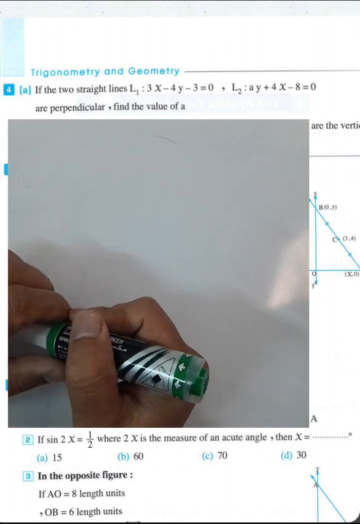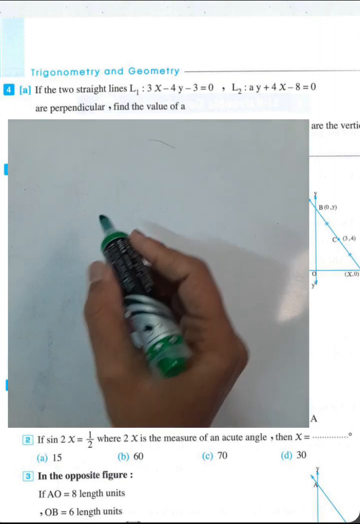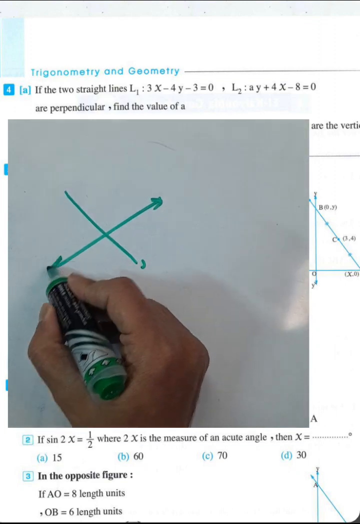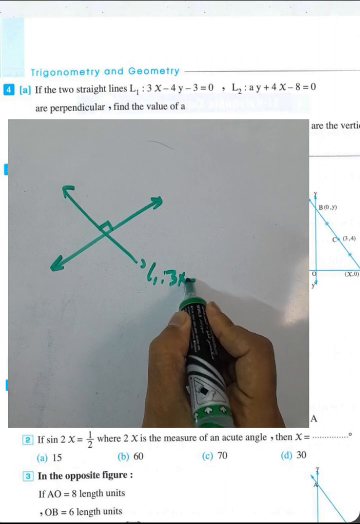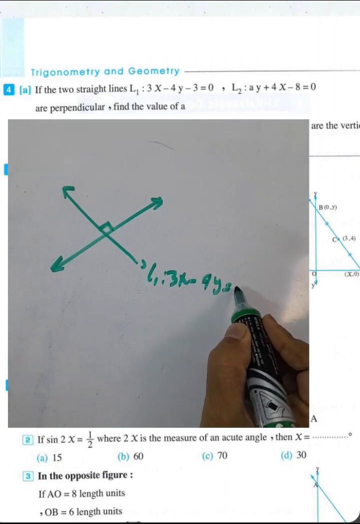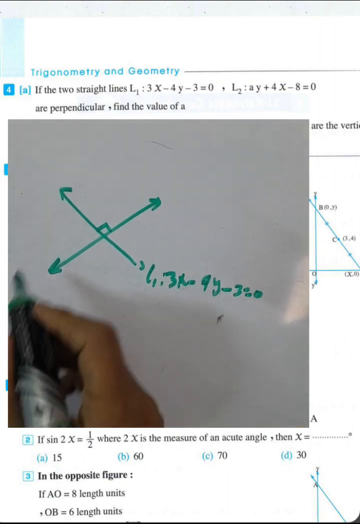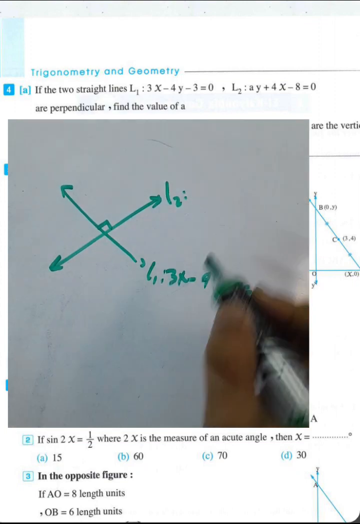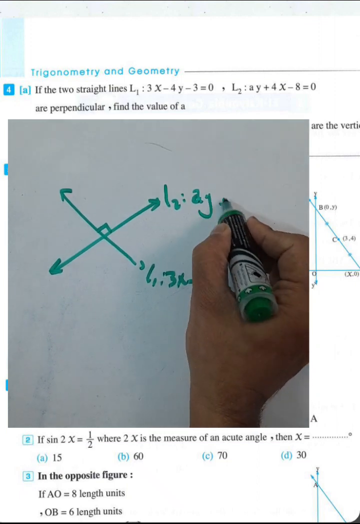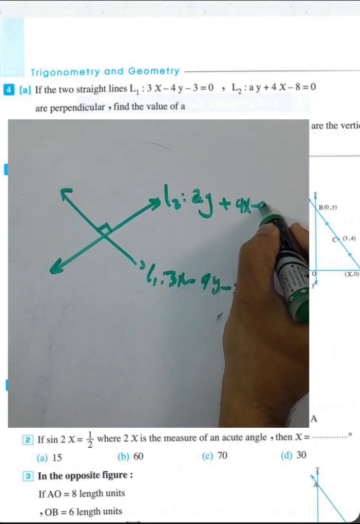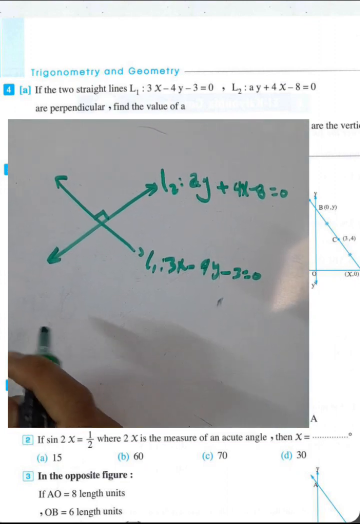Next question, number 4, letter A. If two straight lines L1 and L2 are perpendicular, then find the value of A. We have two straight lines here that are perpendicular. The first equation, L1, is 3x minus 4y minus 3 equals 0. And the equation of straight line 2 is Ay plus 4x minus 8 equals 0. We have L1 and L2, they are perpendicular. We want to find the value of A here.